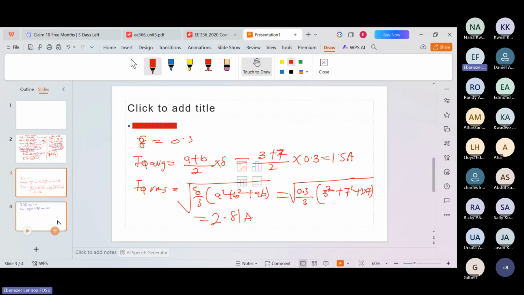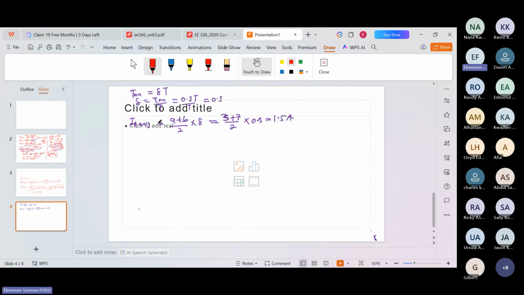So I move to the next slide. Can you see the next slide now? Can you see? Yes, yes.